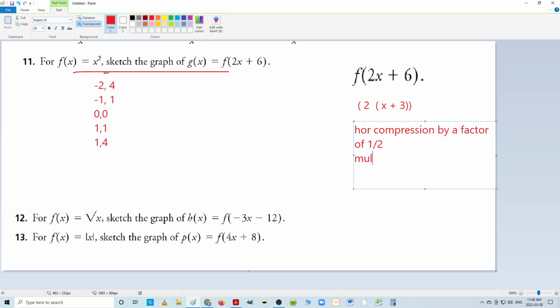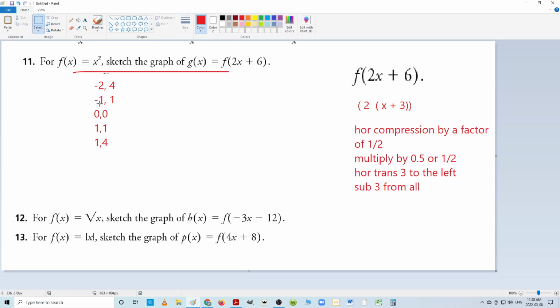which means multiply your x values by 0.5 or 1/2 or divide by 2, whatever you want to describe it. I prefer this description. And then that +3 is a horizontal translation, 3 to the left. So subtract 3 from all x values. So that means I'm going to just be solely working with these x values. I'm going to separate the y values. They don't change. And then I'm going to put them through the ringer.